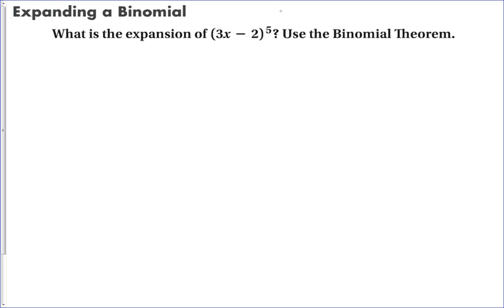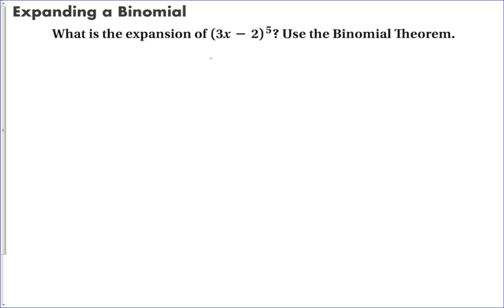Let's do this now with actual numbers. It's probably what you've wanted the whole time, which is fine. I like numbers better than letters, but sometimes you just need to use letters to explain the concept. So what is the expansion of (3x − 2) raised to the 5th power? Use the binomial theorem. We can also use Pascal's triangle.